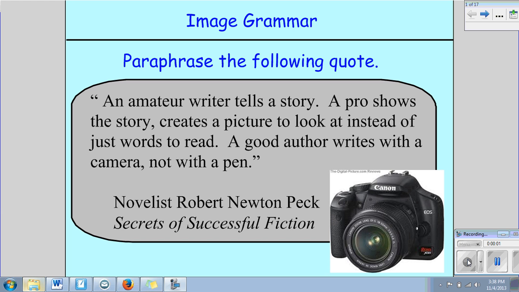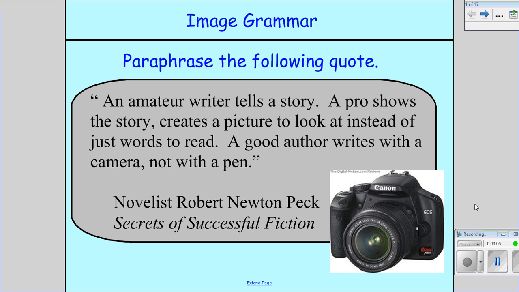All right, for this lesson today, we are going to be talking about image grammar. Please go ahead and go to your writer's notebook. Please turn to a blank page. Write down image grammar at the top and then write down today's date.